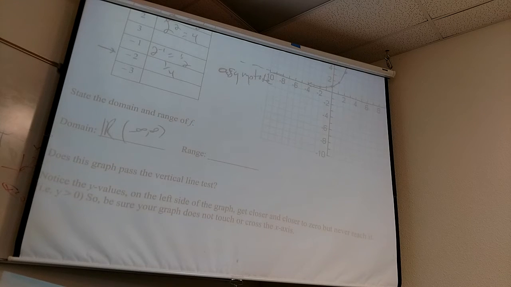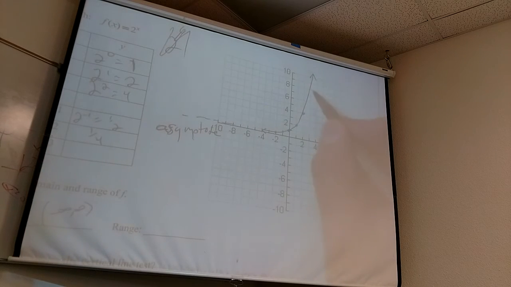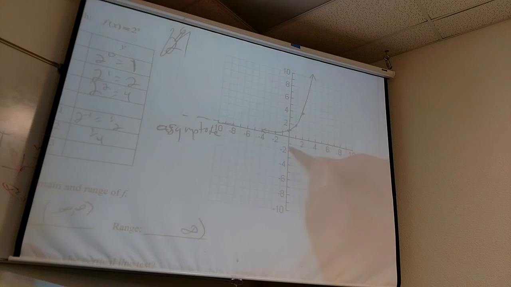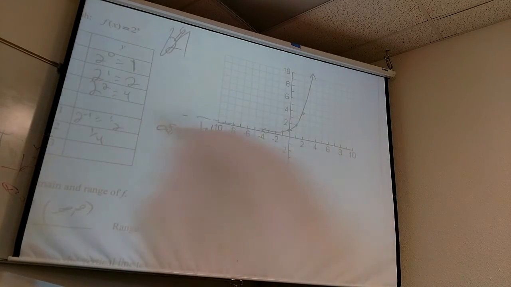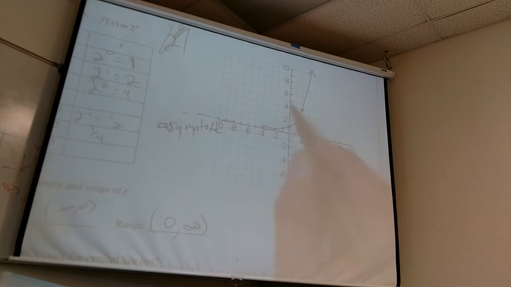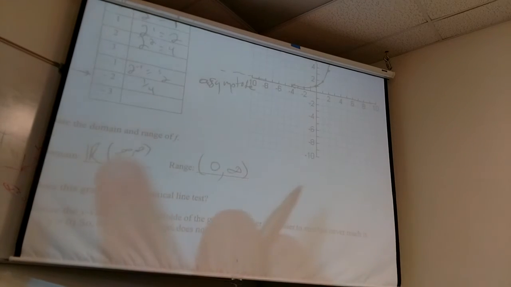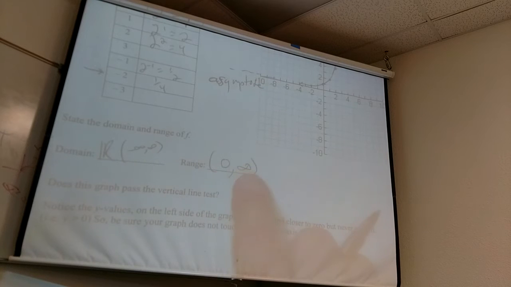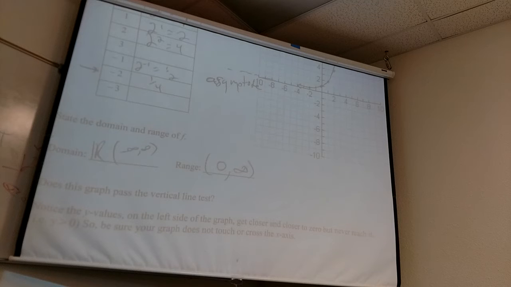But what's the range of this? Is there a ceiling? No. So it's going to go to infinity. But what's the floor? What can I not go below? 0. Does it include 0? Does it ever get to 0? Thank God most of you are shaking your heads no, because that's what this whole thing was about. It never gets to 0. So the range is 0 to infinity, not including 0. The domain is all real numbers. I can put anything I want in there.